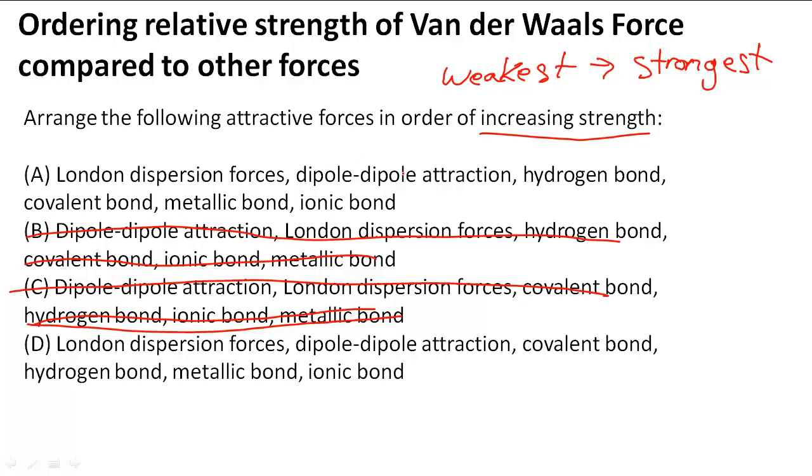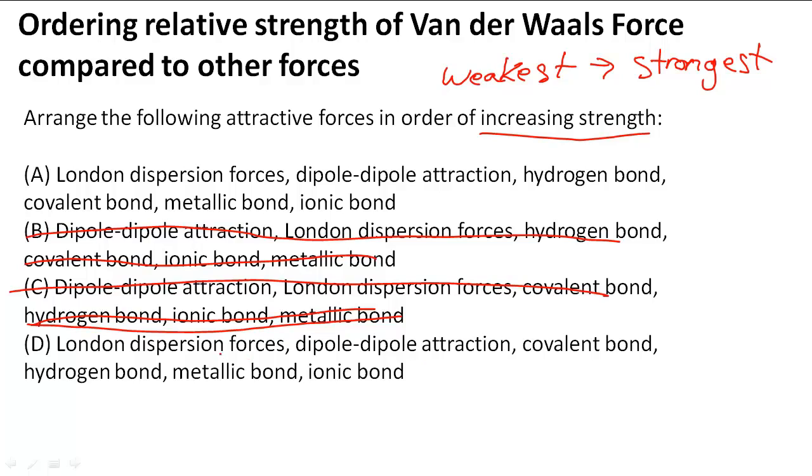So next is dipole-dipole attraction, which definitely works because this is a type of van der Waals force and it's stronger than a London dispersion force. So that works. Now we move to the next one and see if one of these answers starts to get wrong. So hydrogen bonding, and here it says covalent bonding, then hydrogen bonding. But we have to remember that hydrogen bonding is a particularly strong dipole-dipole attraction. So it's a little bit stronger than the other dipole-dipole attractions.